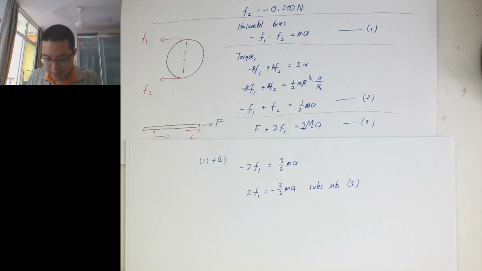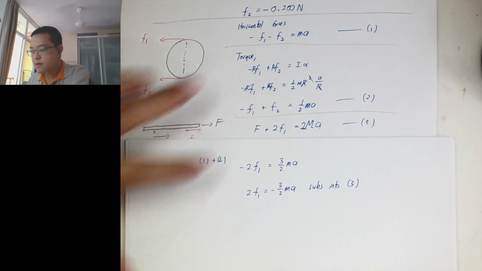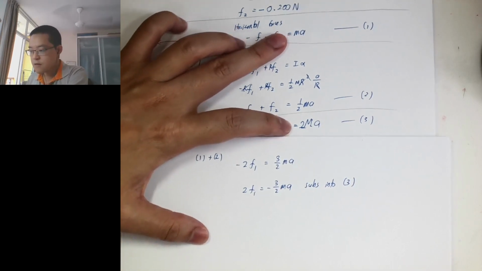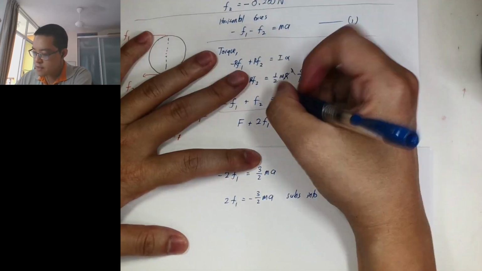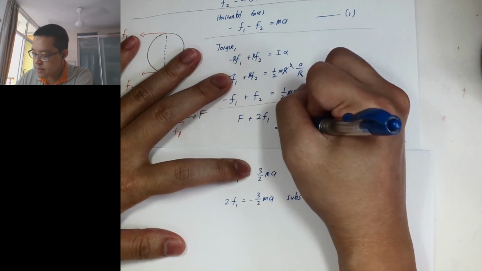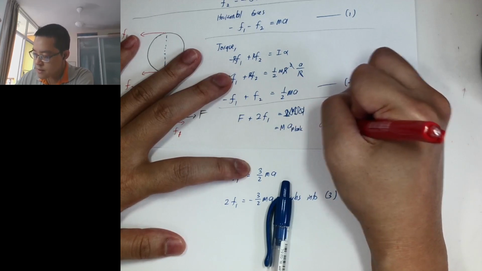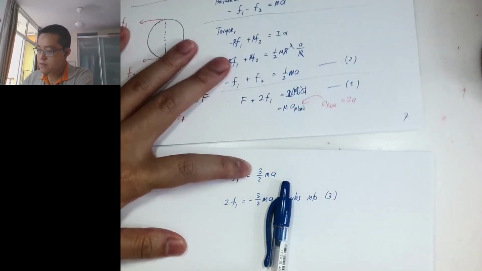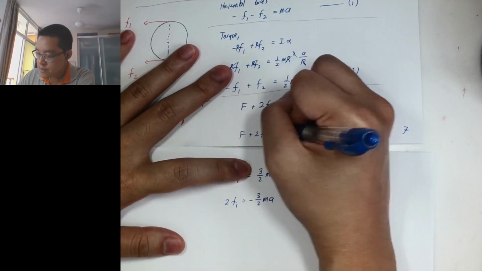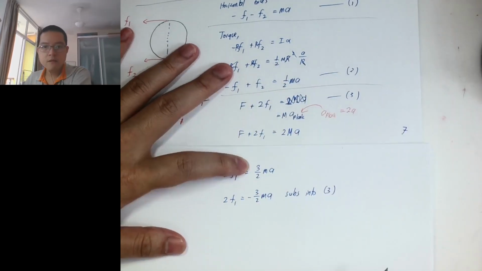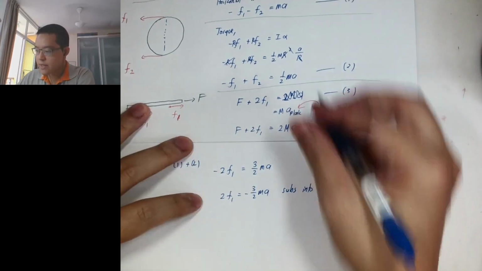The plank is not equal to the cm, right? The acceleration of the plank is twice that of the cm. In a sense, I'm kind of wasting time now. So this is M A plank, and A plank is 2A. So I substitute this into here so that my F plus 2F1 is equal to 2MA. Okay, so then this is your equation 3.